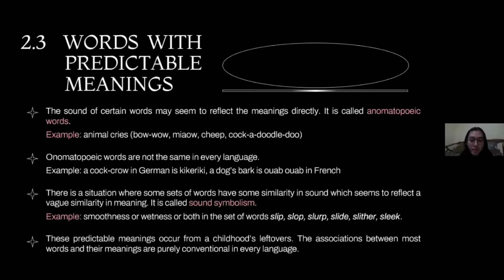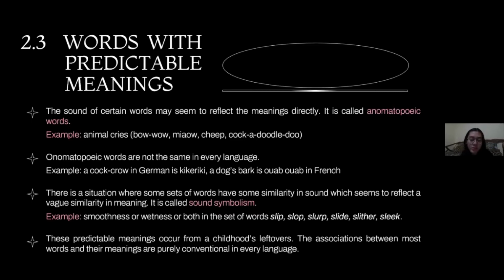of animal cries, like a cat's meow or a pig's oink. These onomatopoeic words are different in every language. For example, the sound of a dog's bark in French is "wah wah."